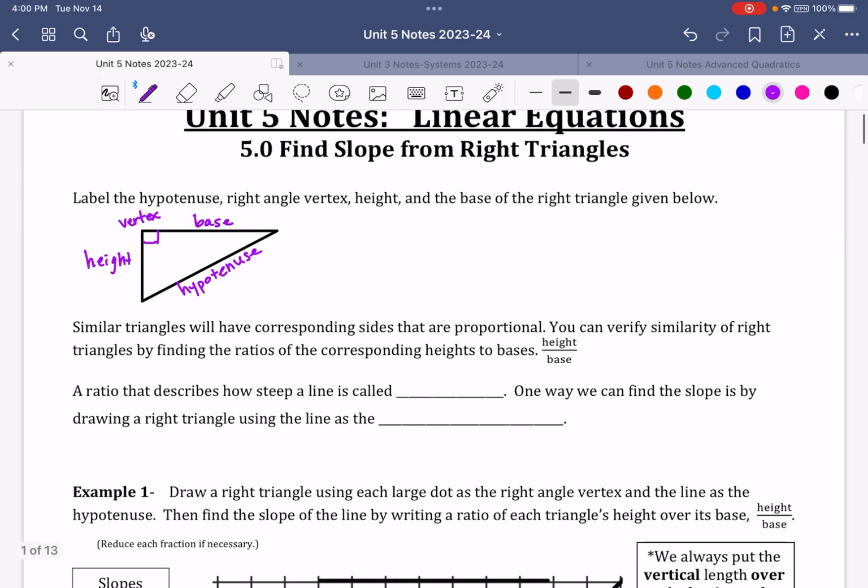Similar triangles will have corresponding sides that are proportional, and you can verify similarity of right triangles by finding the ratio of their corresponding heights to their bases. So we're going to be looking for ratios. And a ratio that describes how steep a line is called slope. One way we can find slope is by drawing the right triangle using the line that we're looking at as the hypotenuse of a triangle.